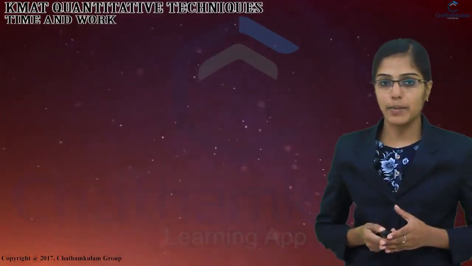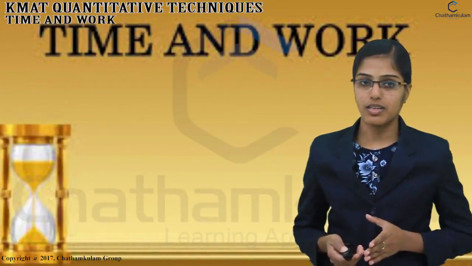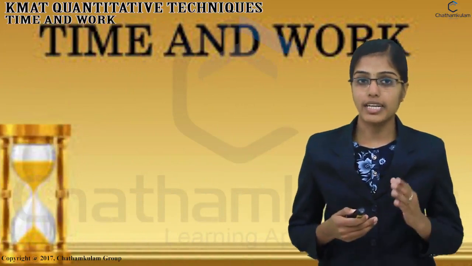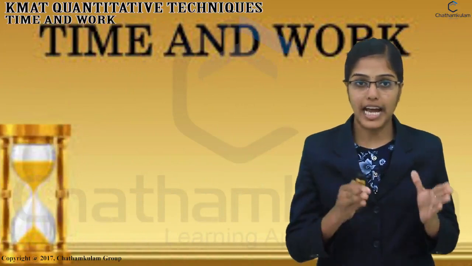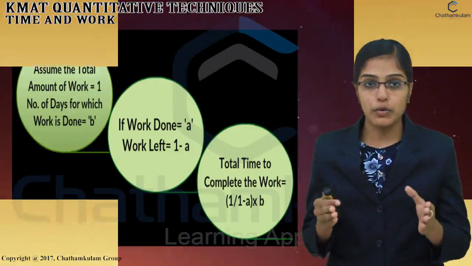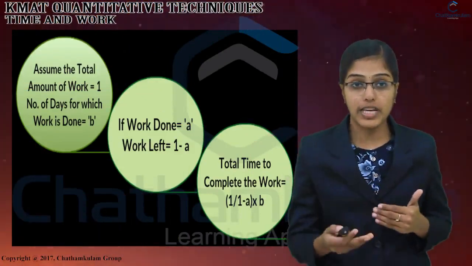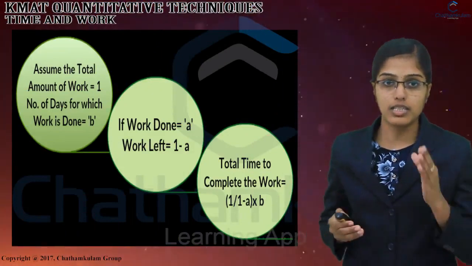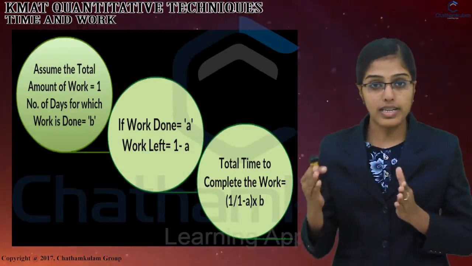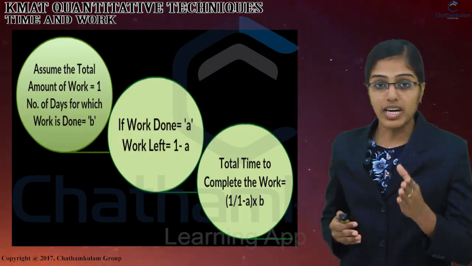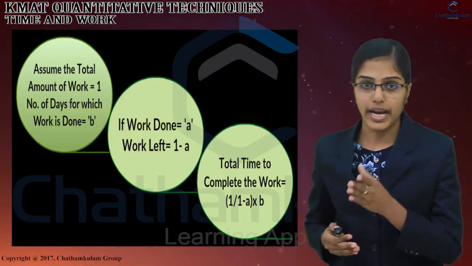Our next topic is time and work. Here, first I introduce the relationship between time and work. Assume the total work amount is equal to 1, and the number of days for which work is done is B. If work done is equal to A, then work left is equal to 1 minus A.